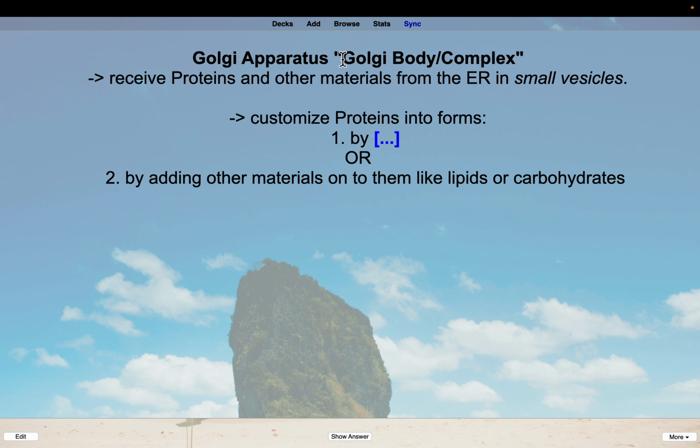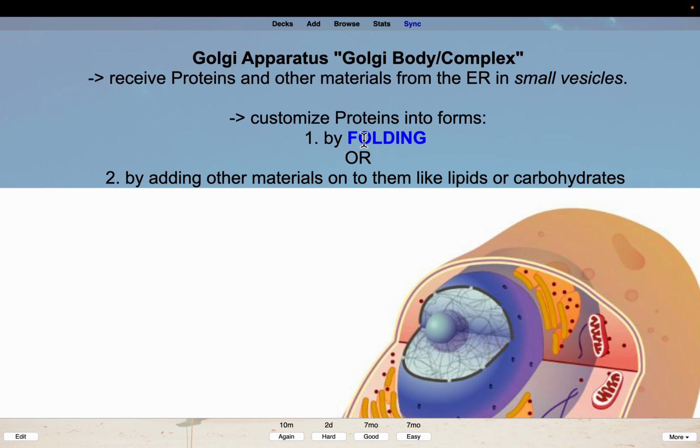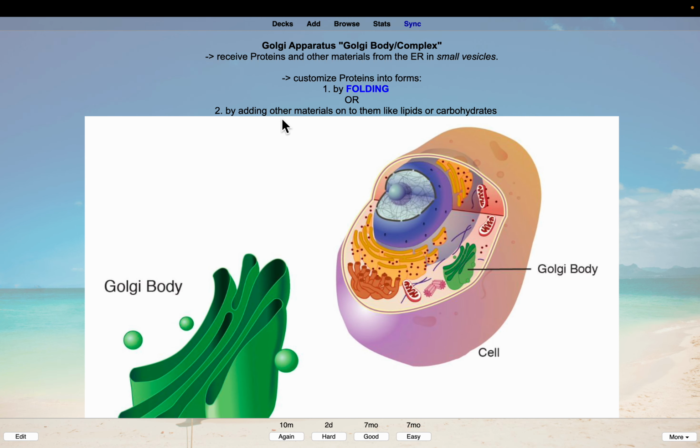Anyways, the Golgi apparatus, in other words, the Golgi body or Golgi complex, is responsible for receiving proteins and other materials from the ER in small vesicles. What is the ER? It's the endoplasmic reticulum. They customize proteins into forms by folding or by adding other materials onto them, like lipids or carbohydrates. So this is the Golgi body.